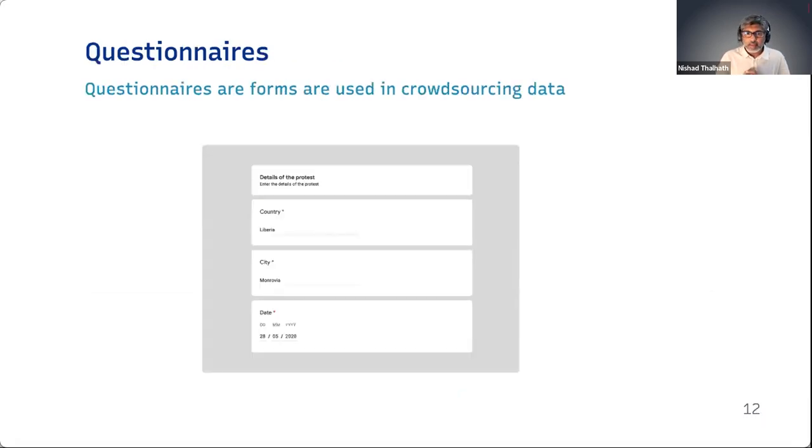So in the paper, we used a really simplified example, but in the real world, this is a really complex scenario to look into a questionnaire. So we picked a simple questionnaire to show it easily. This is a simple questionnaire which tries to collect some information about an incident or a protest that happened in different countries or different parts of the world. This questionnaire is supposed to be circulated and then we collect the data back.